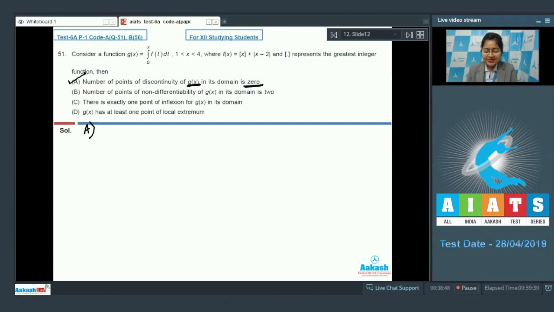Now, next it says the number of points of non-differentiability of gx. Right. Now, to find the points of non-differentiability of gx, we have to find just the number of points where fx is discontinuous. Only those points will be non-differentiable for gx, where fx will be discontinuous, at x equal to 2 and x equal to 3, right? So the number of points will be 2. So option number B is also correct.